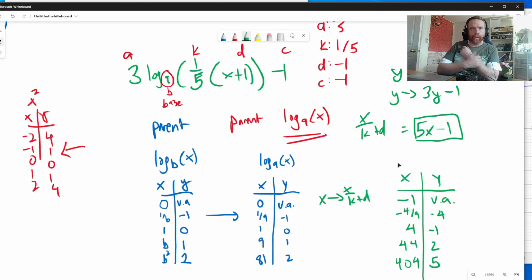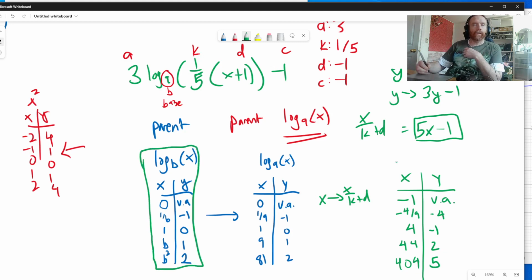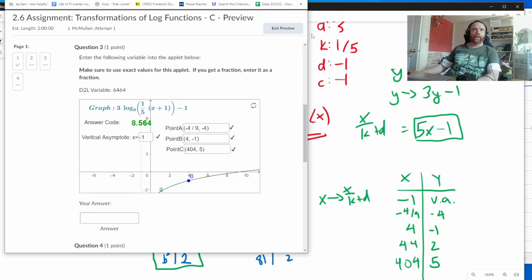So when you go to do this question, make the parent first. Remember, you can use this right here to make the parent equation. This is how to do that. Find your a, k, d, and c values, and then transform them. That's what you're looking for there.